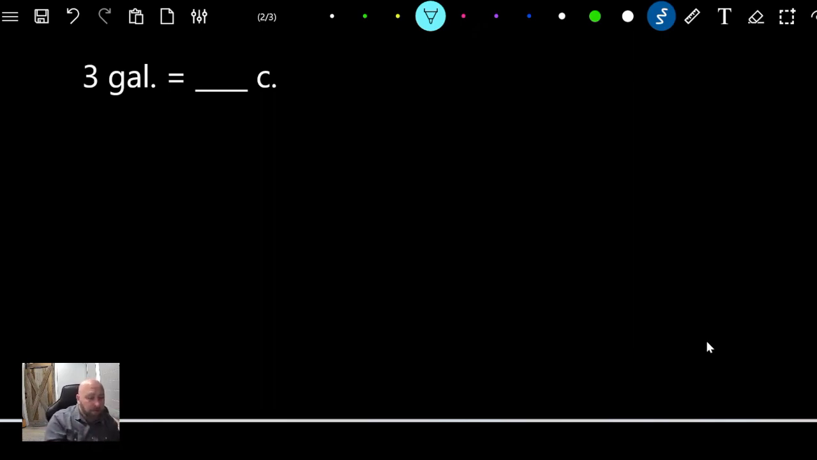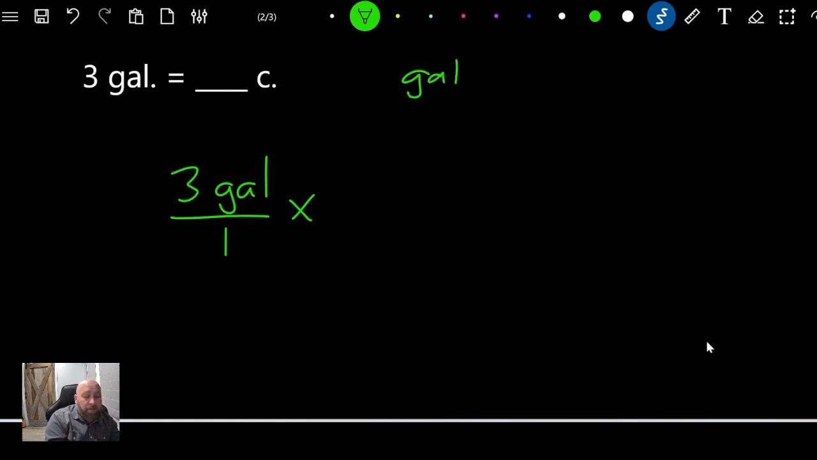All right, so let's go through that. Let's go ahead and make our setup, and we can actually write the whole thing out right now. So the first step is to write our original as a fraction. So let's write 3 gallons as our fraction, right, over 1. That's going to be times, again, we have to go from gallons to quart, from quart to pint, and from pint to cup. So we're going to have 4 different measurements going on here.